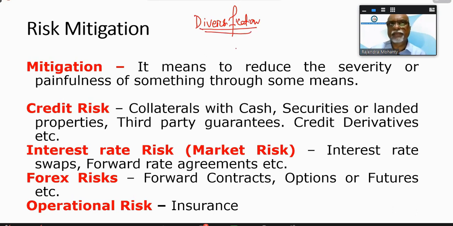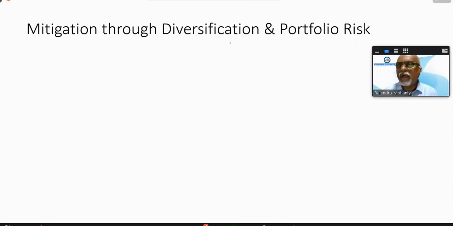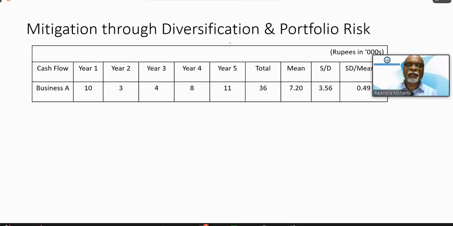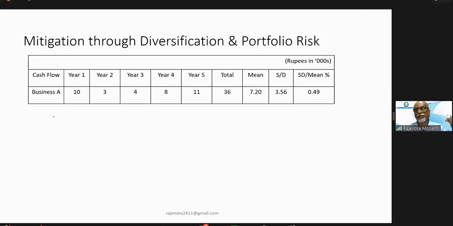That is called mitigation through diversification. What is diversification? To divert the risk from one point to another, divert the funds. Diversification means spreading the risk. That is correct. So how are you going to spread the risk? Listen very carefully so that if any numerical comes, you can do it. Mitigation through diversification and portfolio risk, how to manage.